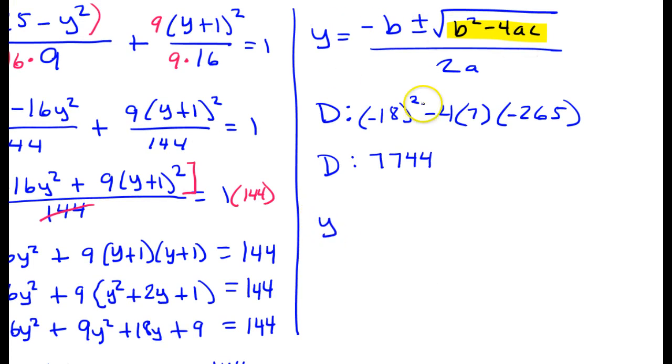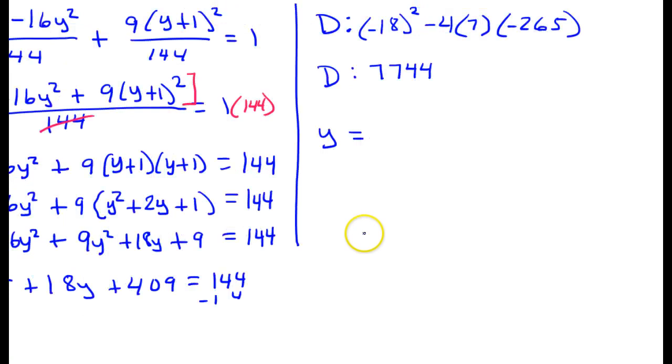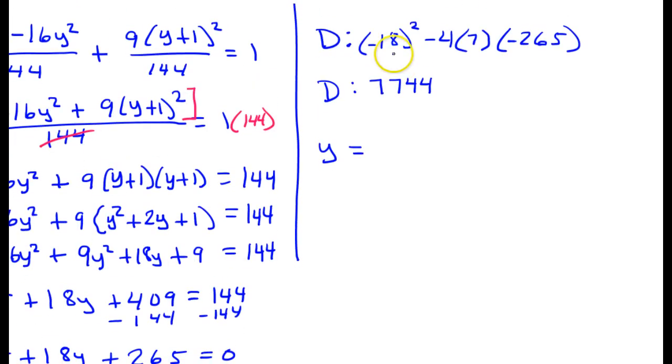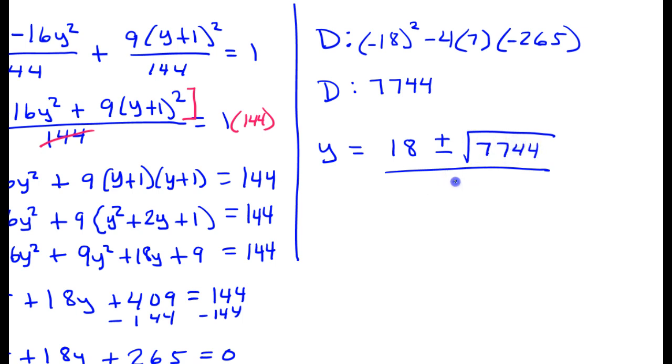So back to the quadratic formula. y should equal the opposite of b. So b was negative 18, so the opposite of b will be positive 18, plus or minus the square root, and then the discriminant goes here. So that's your 7,744 that we just found, all over 2a. Well, a was 7, so 2a is going to be 14.